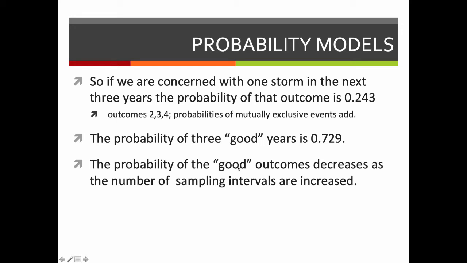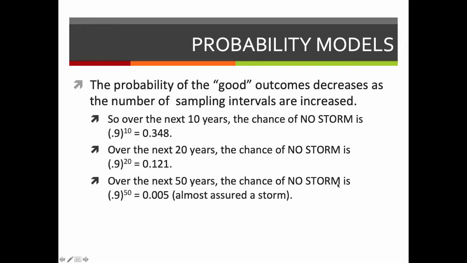The probability of good outcomes, or as we've defined good, is going to decrease as the number of sampling intervals is increased. So we already saw 3 years it's 73%, but if we go for 10 years, the chance of no storm is 35%. If we go 20 years, it's 12%. If we go 50 years, it's 0.5%. So over 50 years, you're almost assured of seeing a storm. So as the sampling intervals increase, the collective probability decreases. Fancy way of saying if you wait long enough, something's going to happen.